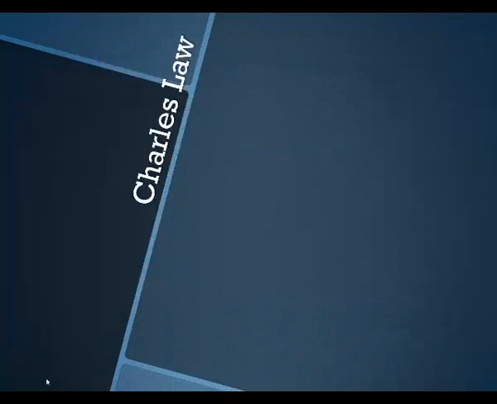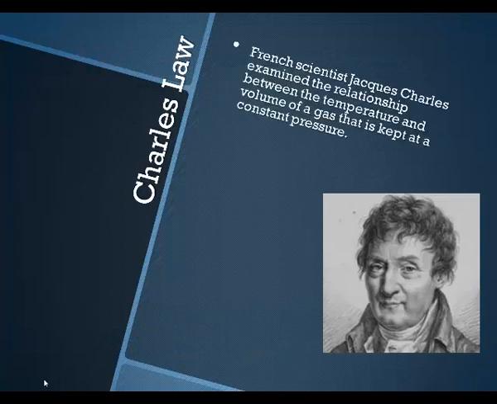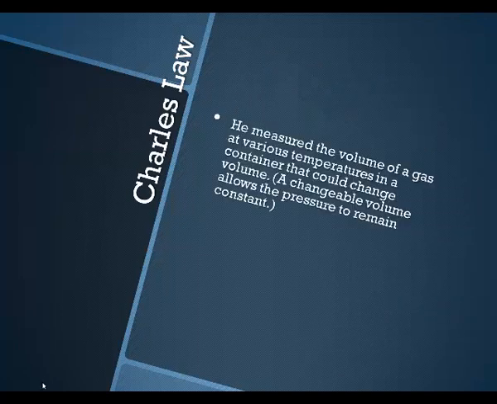Charles' law. French scientist Jacques Charles examined the relationship between the temperature and the volume of a gas that is kept at a constant pressure. He measured the volume of a gas at various temperatures in a container that could change volume. So a changeable volume allows the pressure to remain constant.